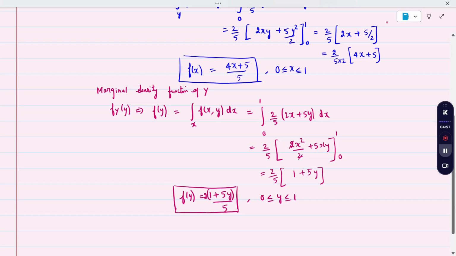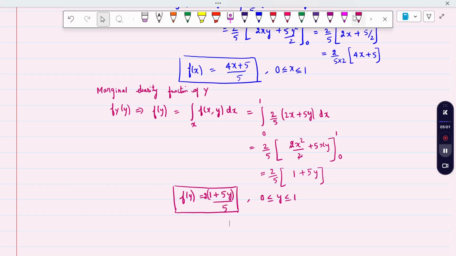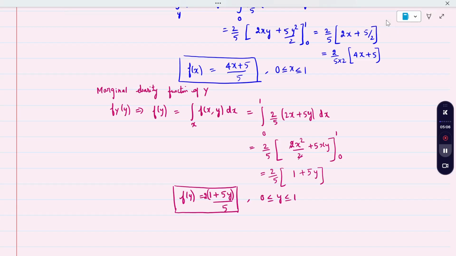So we'll do one more problem. Very simple. The same way, one more problem I'll do in this itself. So this is our second problem.